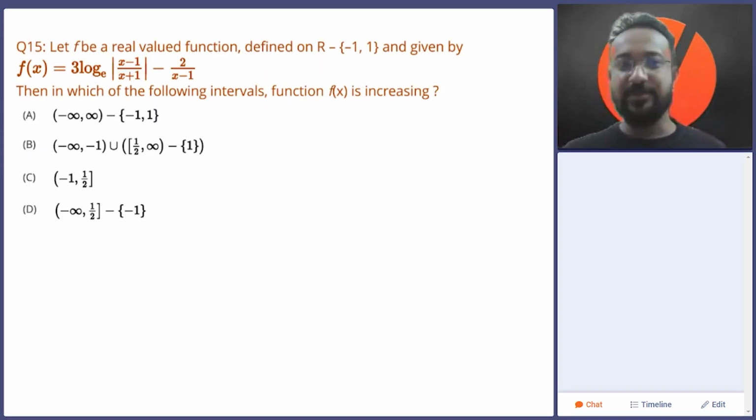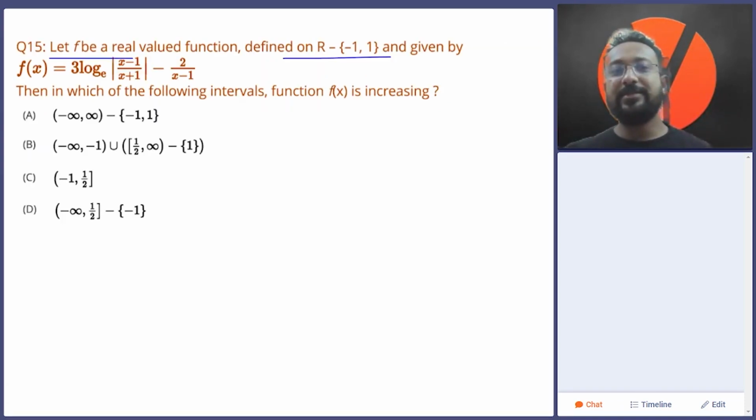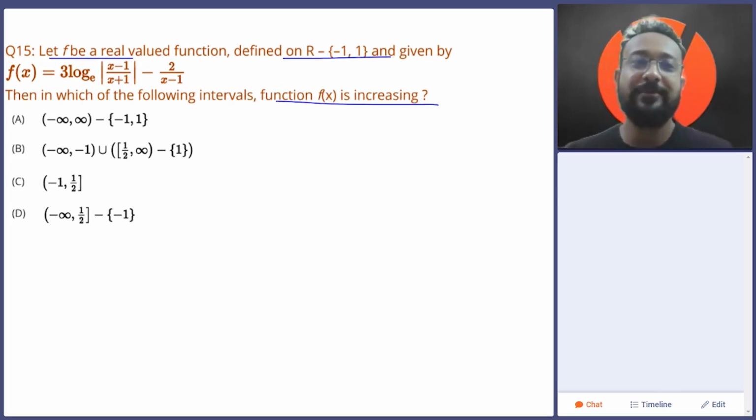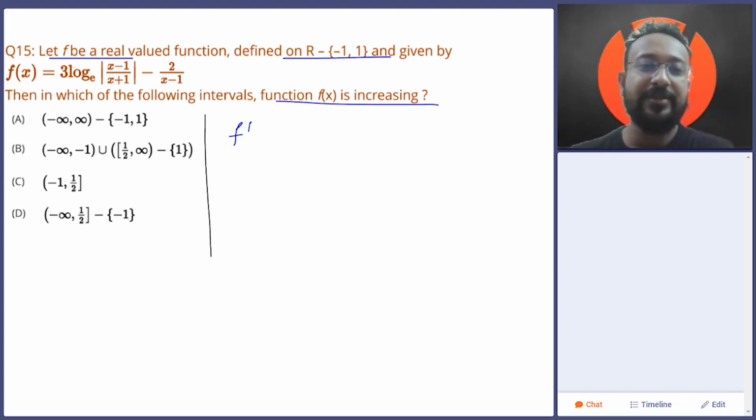Okay, let's go to the next question. Okay, next question says very simple. Let f be a real valued function defined on this given by this. Then in which of the following intervals f(x) is increasing? Increasing means what? Average should be greater than 0, no? Simple. Yes or no? Okay, so basically we will just take derivative first and let's see what happens.